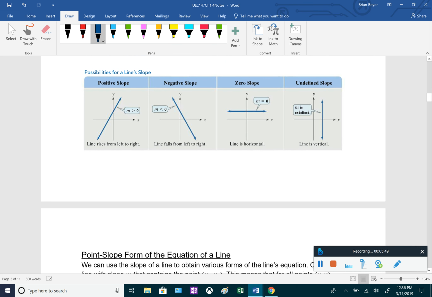Either the slope can be positive, negative, 0, or undefined. If the slope is positive, that means the line rises from left to right, which means it is an increasing function. If the slope is negative, that means it's falling from left to right, which means it is a decreasing function. And as we just saw in the previous ones, if the slope is 0, that means the line is horizontal. And if the slope is undefined, that means the line is vertical.